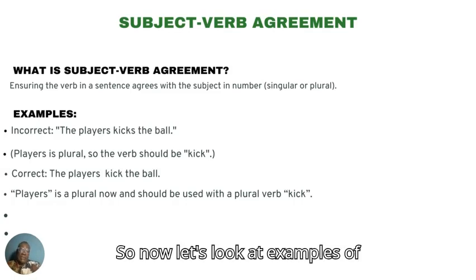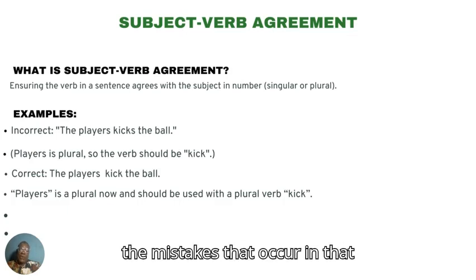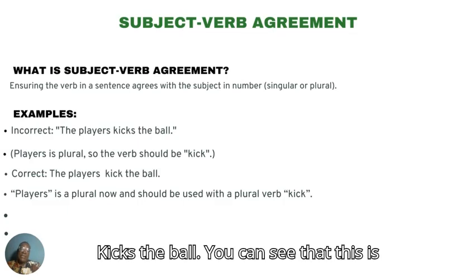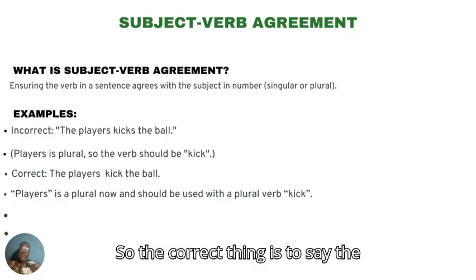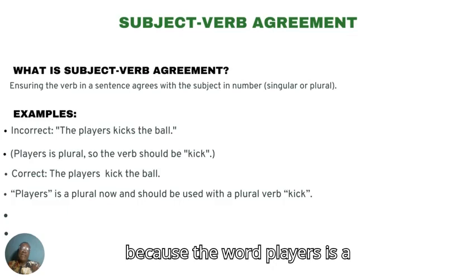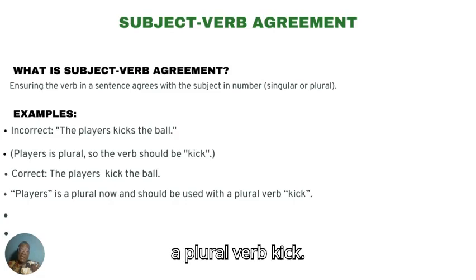So now let's look at examples of subject-verb agreement and the mistakes that occur in that area. For example, the players kicks the ball. You can see that this is incorrect. The reason being that the word players is plural. So the verb should be kick, which is a plural verb. So the correct thing is to say the players kick the ball, because the word players is a plural noun and should be used with a plural verb, kick.